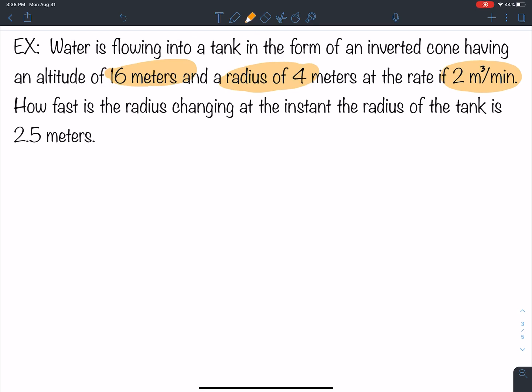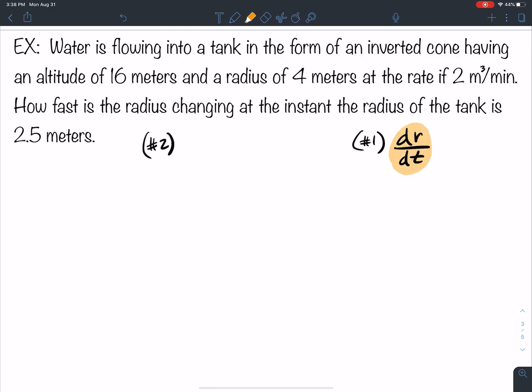And I want to know how fast is the radius changing at the instant that the radius in the tank is 2.5 meters. Okay, I know that's kind of a lot to digest, but number one is always the same. What do they want? So I see where it says find or what or how fast. That is typically talking about a derivative. How fast is the radius changing? So it's changing with respect to time, with respect to minutes. So I'm looking for dr/dt, the derivative of the radius with respect to time and minutes.